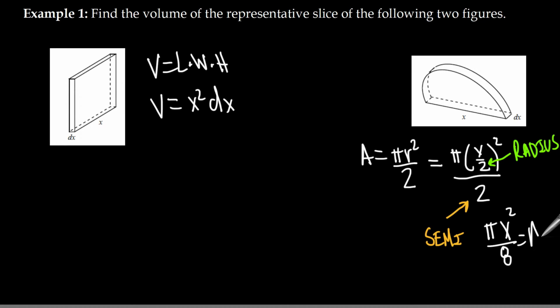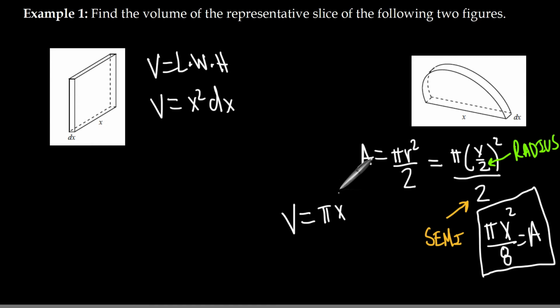And that's going to be the way you find the area of the base of this prism. But then if you want to make it volume, you just have to multiply it times the height, which is going to be dx. So the volume of this is going to be pi x squared over 8 times dx. And that makes it volume when you multiply by this thickness.